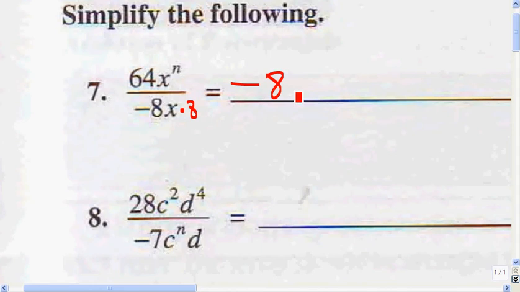Then we write our variable x, and since I don't know what n is, the best I can do is just write n minus 1. I don't know what n is. And since this is 1, the best I can do is n minus 1. And that's my answer.